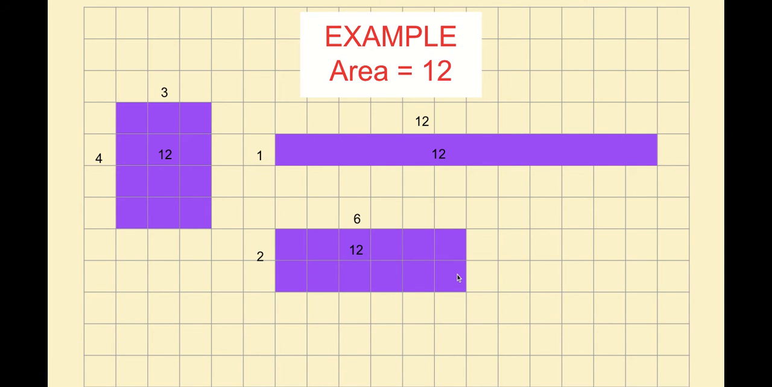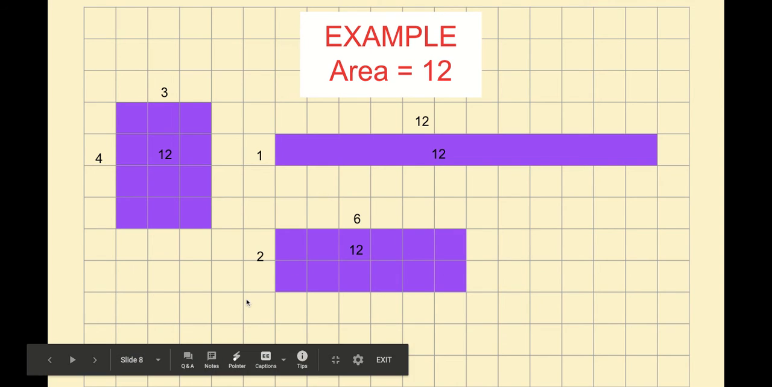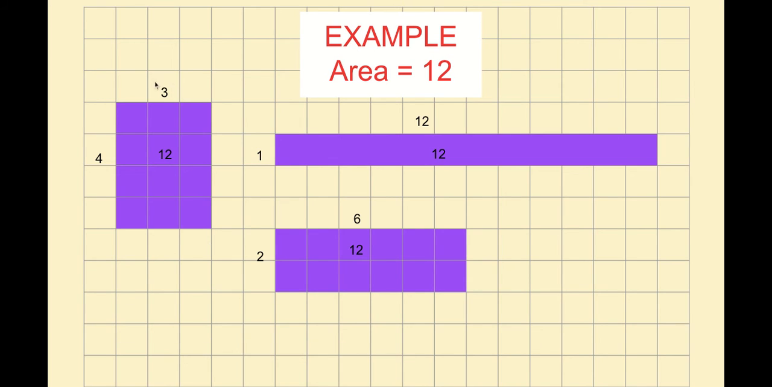Next, I'm going to think about the number 3. Can I multiply 3 by any number to get 12? Yes, I can multiply 3 by 4, and that will give me an area of 12. So I have 3 going across, 4 going down. I know 4 times 3 would equal 12.